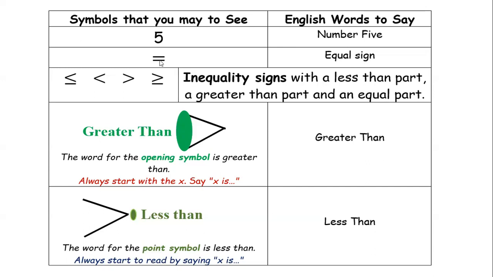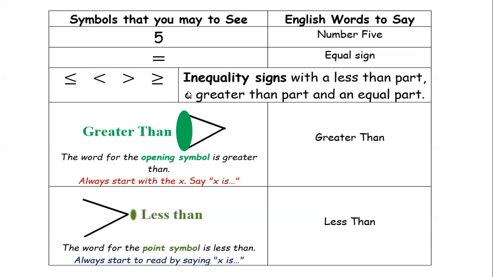So if you take a look at the equal sign, the two lines are parallel. One is not greater than the other. On both ends, equally spaced. But when you look at this sign, there is a point and an opening. The point is called the less than part, and the opening is called the greater than part. Less than part, greater than part. Two of them come with the equal sign.